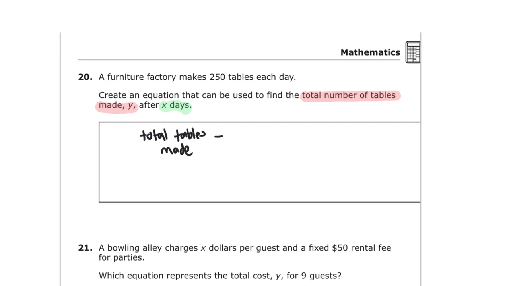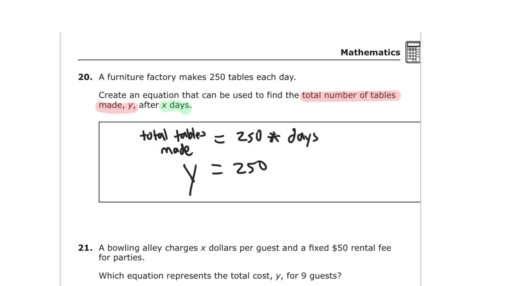Well, that's going to equal 250 times however many days have gone by, right? Because apparently the factory makes 250 tables per day each day. So that's 250 tables times however many days have gone by, right? Well, once again, they already told us that the total number of tables, they want us to use the letter Y for that. So I will replace this part with a Y. And they already told us that they want the letter X to represent the amount of days gone by.